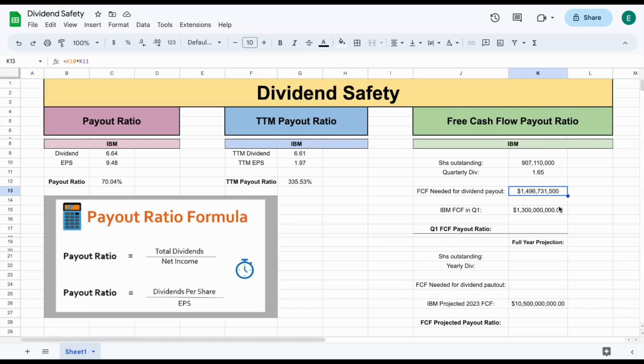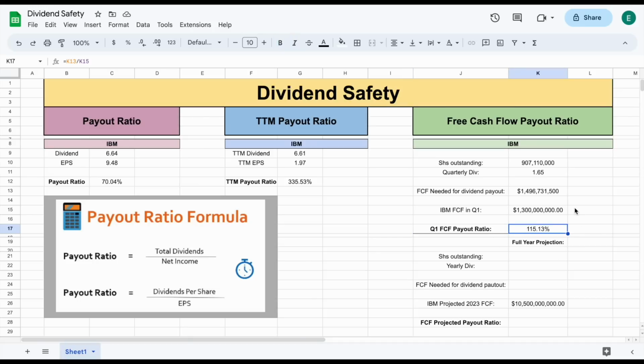Well, before this video started, I looked up what IBM's free cash flow was in Q1, and it was only 1.3 billion. So let's see what that Q1 free cash flow payout ratio was. We'll come up here and take this number and divide by this number here, and you can see their Q1 free cash flow payout ratio was 115%.